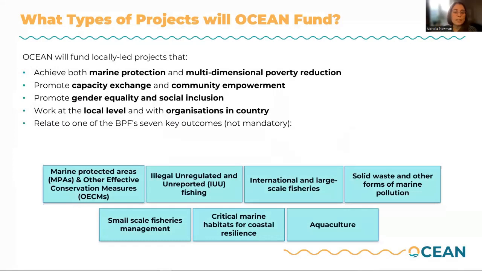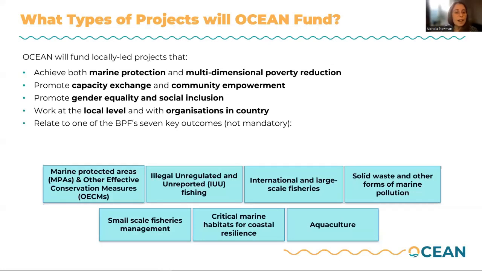For the types of projects that Ocean will fund, Ocean is going to fund locally led projects in these eligible countries. And we are interested in a lot of different topics, but the key areas that you need to address is that you're achieving both marine protection or restoration and reducing multidimensional poverty. We are also looking for projects that promote capacity exchange and community empowerment and promote gender equality and social inclusion. We're looking for projects that will work at the local level and with organizations or groups that are in the country.